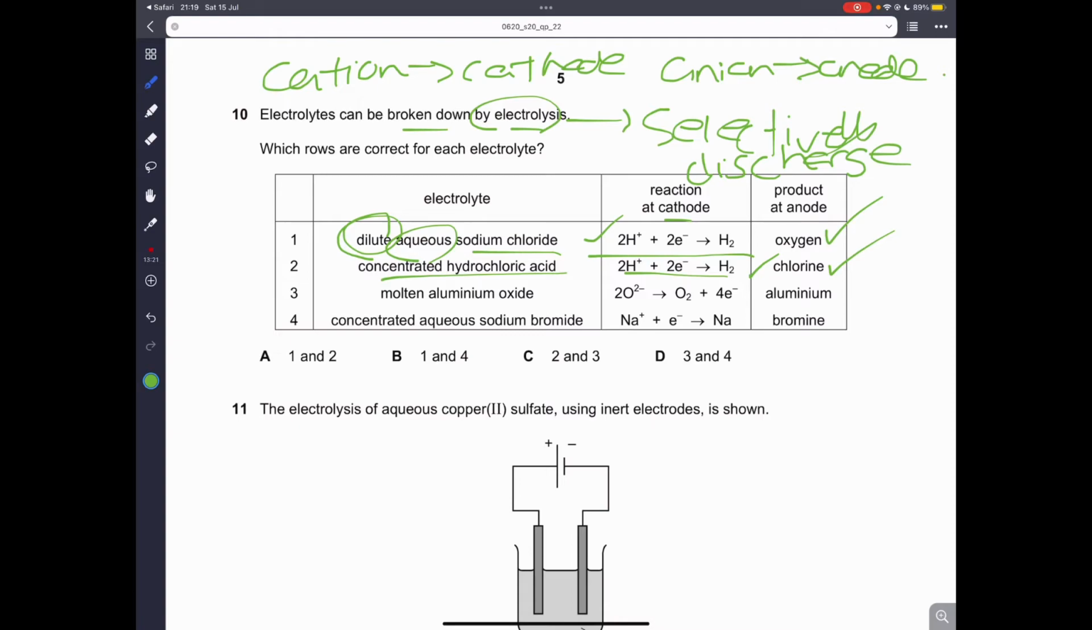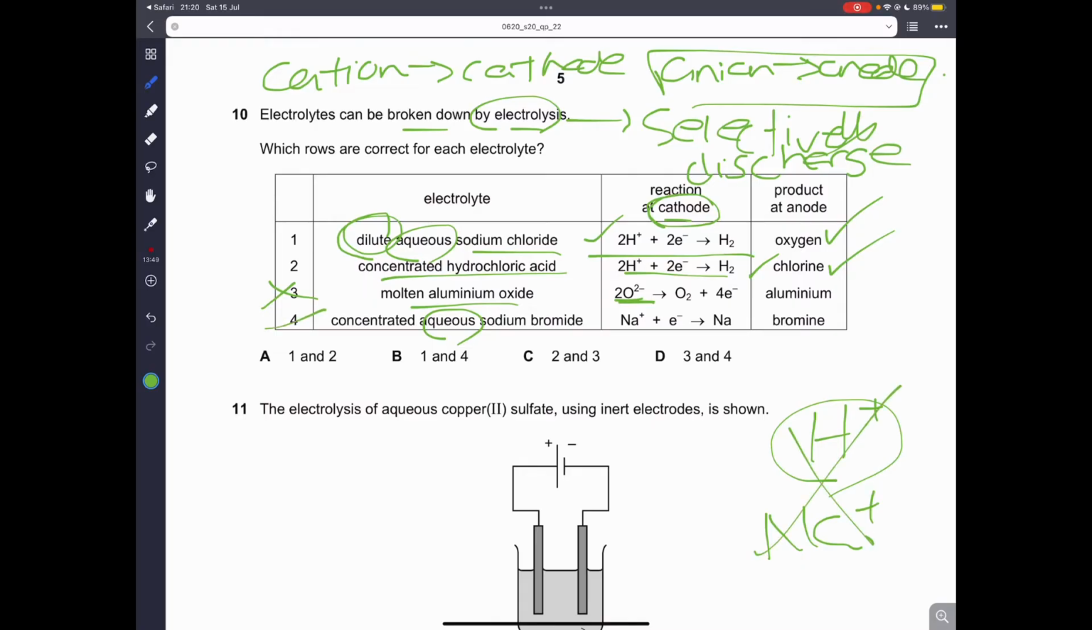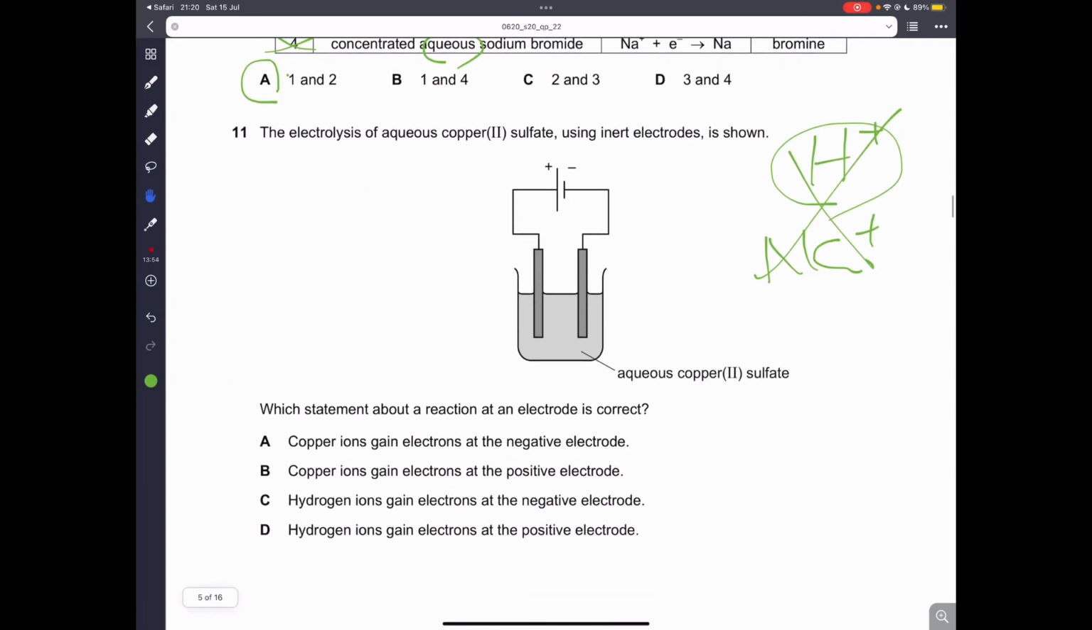Molten aluminum oxide. For the cathode, this is an anion, or the negative ion. An anion, remember, only goes to anode, but this is a reaction at cathode, so number 3 is wrong. Concentrated sodium bromide, aqueous. Remember, in aqueous solutions, if the metal is more reactive than hydrogen in the reactivity series, such as sodium, it is not going to be discharged. Therefore 4 is wrong, so only 1 and 2 are correct, therefore A is the correct answer.